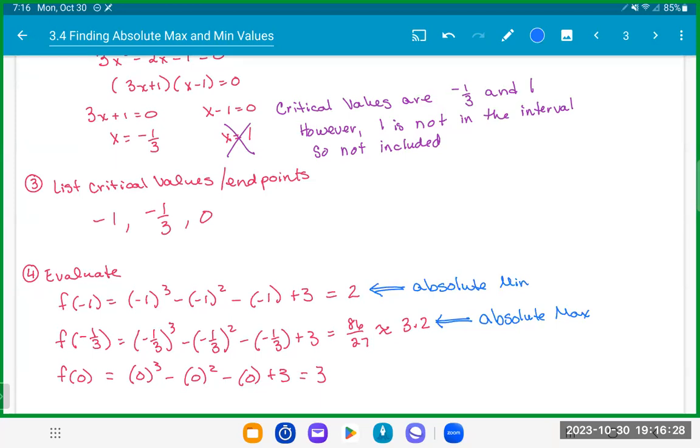So our absolute max occurs at x equal to negative 1/3, and it results in a value of 3.2. Our absolute minimum occurs at -1, and it results in a value of 2. Okay, question.